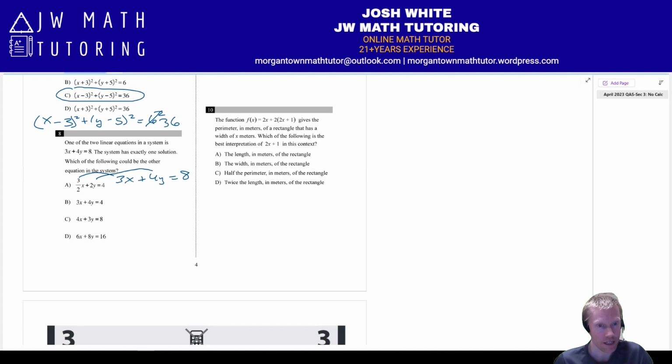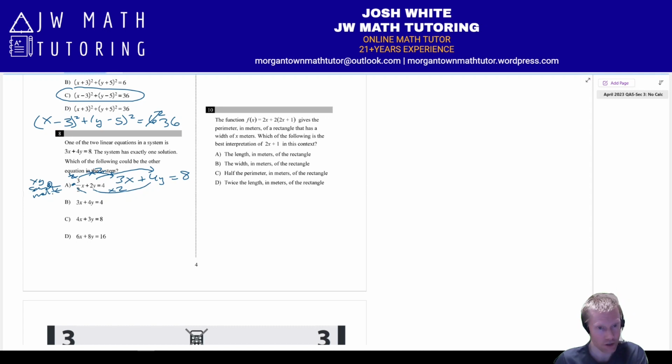Let's look at this first example as going from the small to the big. If you have 3/2, you would multiply by 2 to turn that into 3. Similarly, if you had 2y, you would multiply by 2 to turn that into 4. So for A, x and y have the same multiplier.